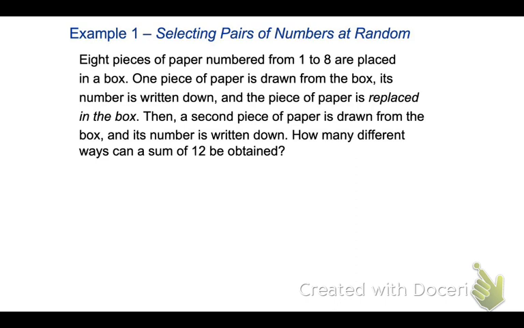So it says, how many different ways can the sum of 12 be obtained? That's our question we're asking. So 8 pieces of paper are numbered from 1 to 8 and placed in a box. 1 piece of paper is drawn from the box, the number is written down, and the piece of paper is replaced. Then a second piece of paper is drawn from the box, and its number is written down. So how many different ways can I find the sum of 12 out of what numbers? 1 through 8. So I have the numbers 1 through 8, and I want a sum of 12.